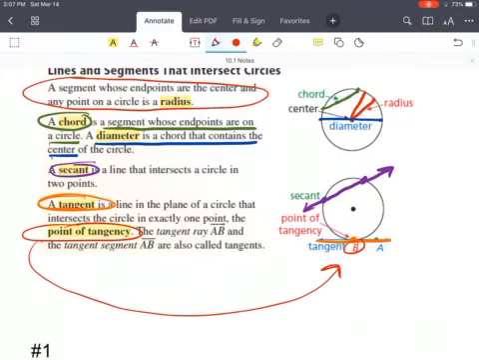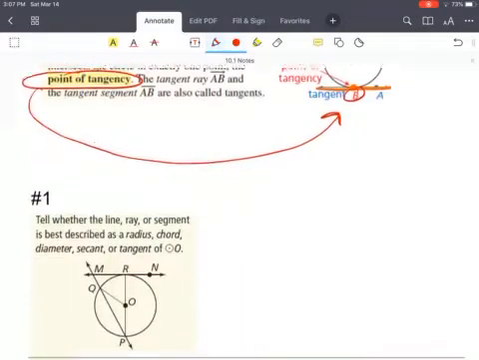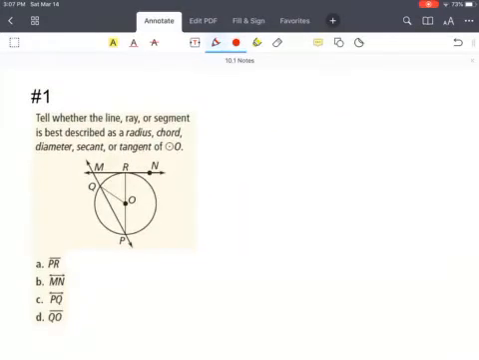So using all of those vocab words that we were just talking about, go ahead and pause the video and attempt to solve A through D on your own fairly quickly. So segment PR, letter A there, as I draw PR, that is the diameter of the circle.